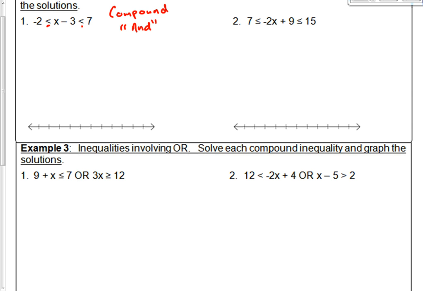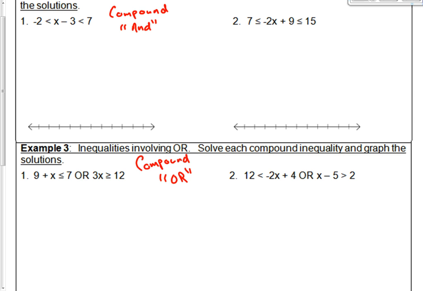And then likewise, down here at the bottom in example 3, see how it says the word "or" in the middle? And they're actually two separate problems. So 9 plus x is less than or equal to 7, or 3x is greater than or equal to 12. So we call these compound "or." And the reason I'm putting the "or" and the "and" in quotations is usually we just refer to them as an "and" problem or as an "or" problem.